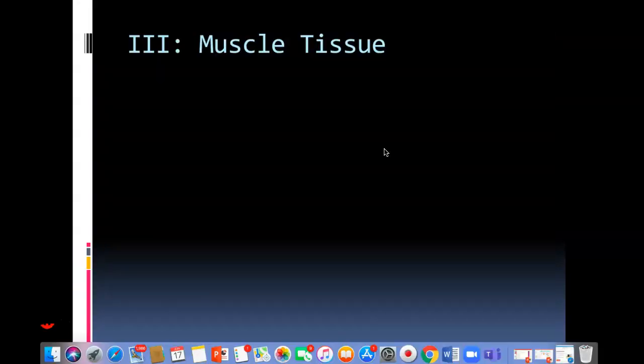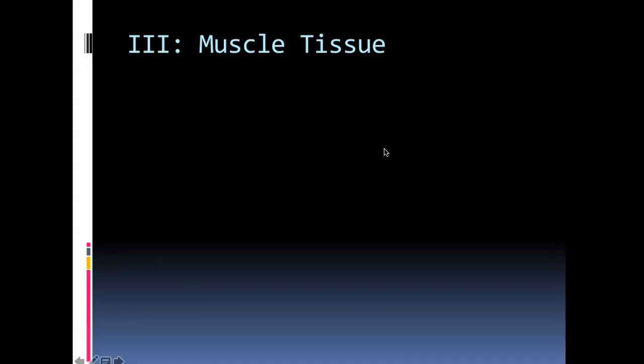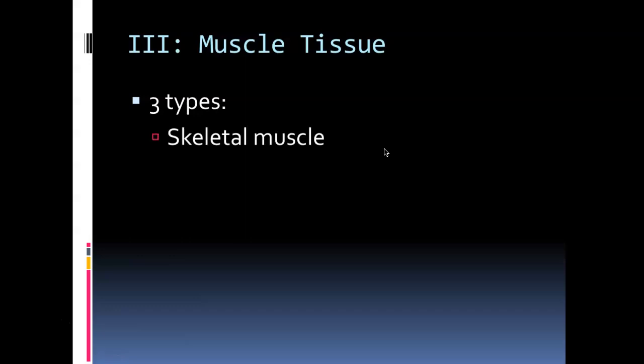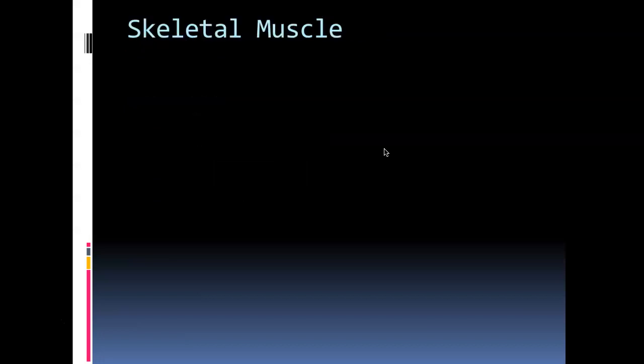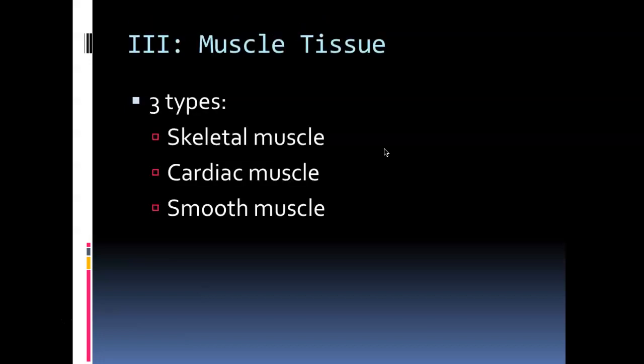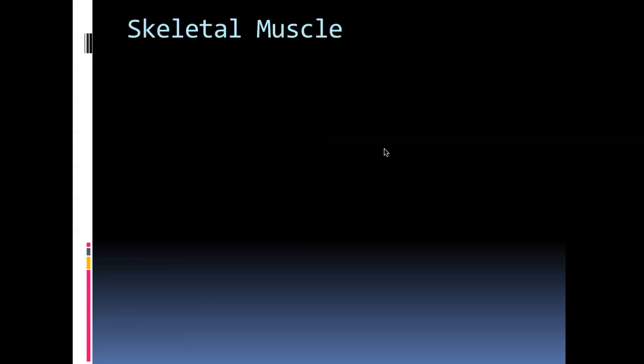All right, our third type of tissue is called muscle tissue. This is the easiest one, I think. There's three types. There's skeletal muscle, cardiac muscle, and smooth muscle. So I'm going to give you kind of a second to write that down. Skeletal muscle, cardiac muscle, and smooth muscle. And I'm going to go through each one of these and what they are. So skeletal, cardiac, smooth, if you didn't get those written down. If you didn't, go ahead and pause. I'm going to go through each one.